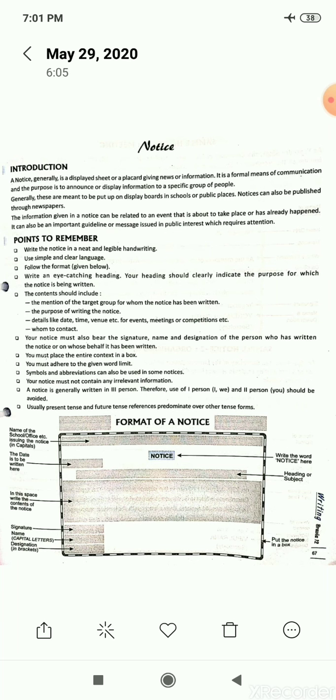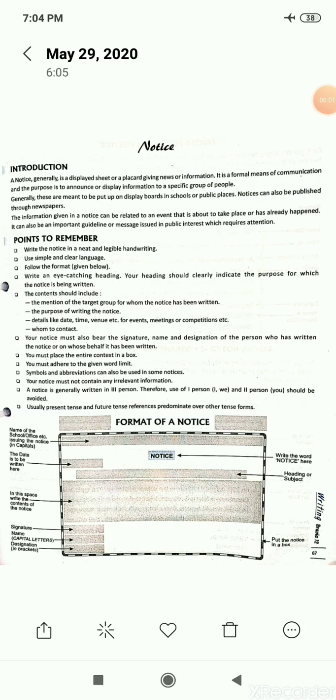So, we can simply say that the information given in a notice can be related to an event that is about to take place, or that has already happened in the near past, right? So, in a notice, you must remember that either the information of the event that is likely to happen in future is given, or in that notice the information which actually has happened in the past is given, right?